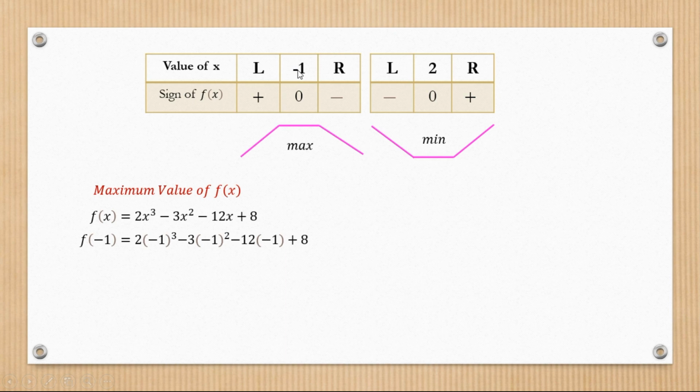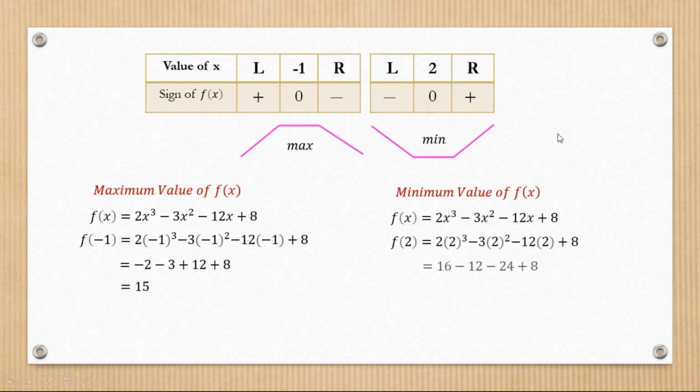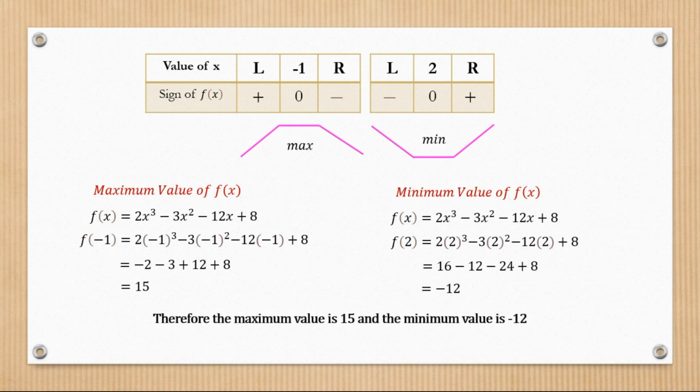So that actually means that we're going to place -1 where there is x. When I plug that in, I'll have the value being equal to 15. So now I know the maximum value of f(x). Next I can find the minimum value of f(x). That means the minimum value is when x is equal to 2. Plug that into the equation and I'll have the answer as -12. Therefore the maximum value is 15 and the minimum value is -12, and those are the answers.